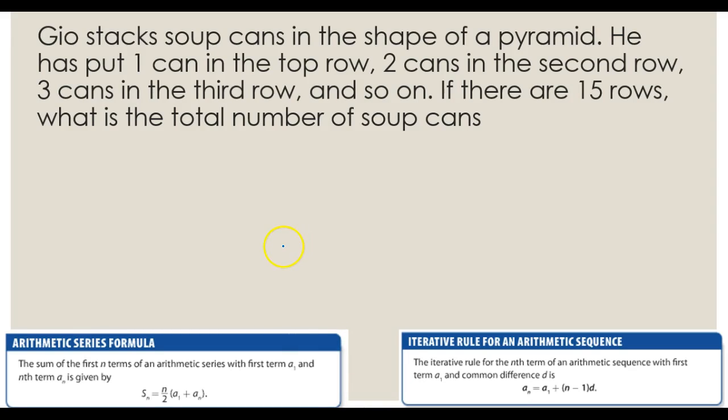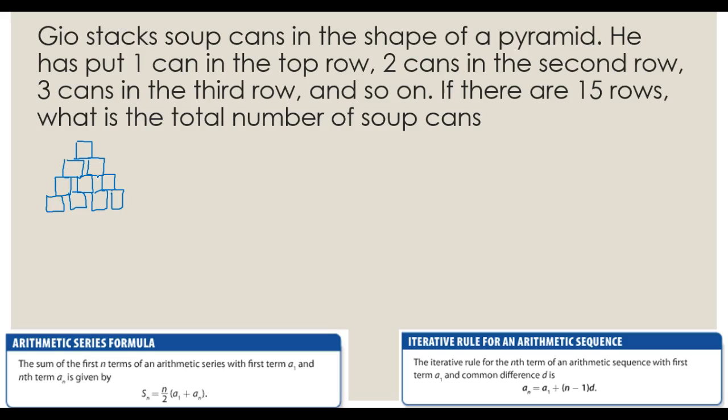Alright, so Jiao stacks soup cans in the shape of a pyramid. He has put 1 can on the top row, 2 cans in the second row, 3 cans in the third row, and so on. If there are 15 rows, what's the total number of soup cans? Now, obviously, Jiao didn't start at the top and work down like this, but you can kind of get the idea of how the stack is going.